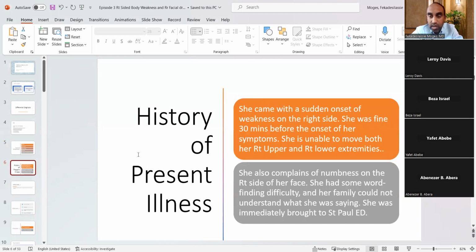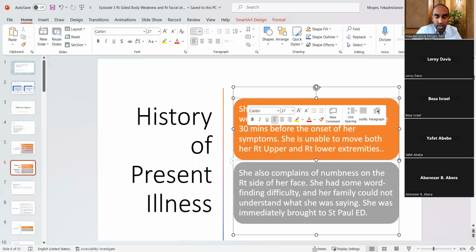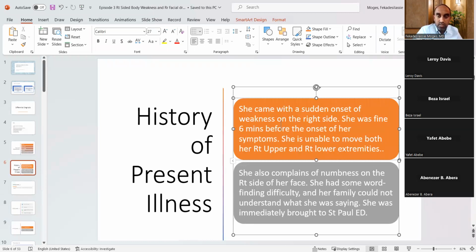Okay. She came with sudden onset of weakness on the right side. She was fine 30 minutes ago. You can say 1 hour ago because I said 1 hour. 60 minutes ago, let's say that. Before the onset of her symptoms, she is unable to move both her right upper and right lower extremities. She also complains of numbness. You didn't ask me about any sensory issues. I told you I feel numb, but you didn't elaborate. That's why I told you to elaborate, okay?